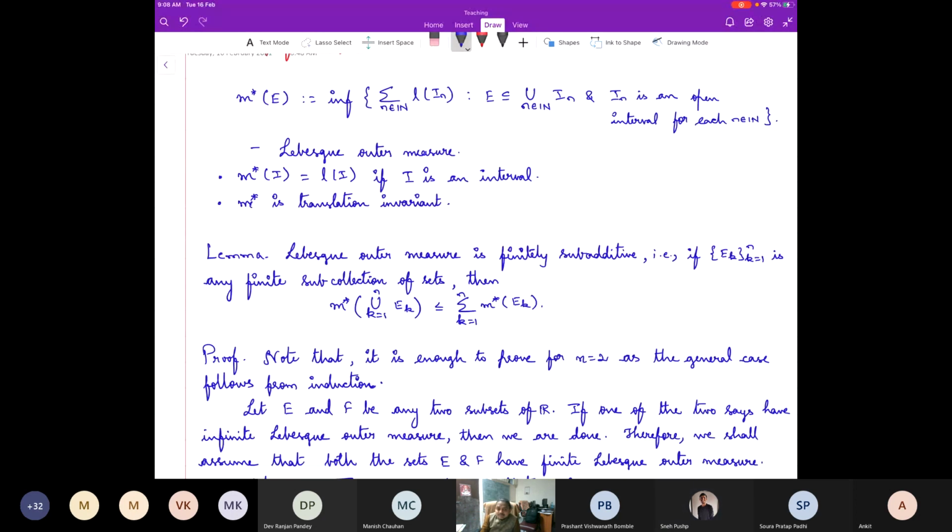Therefore, what are we looking at? The infimum is taken over the sum of the lengths of open intervals such that this collection of intervals covers E. Which means that m star of E plus epsilon is not a lower bound, and therefore you get at least one cover by open intervals whose sum of the lengths of the individual intervals is less than m star of E plus epsilon. So that is what we are going to write.